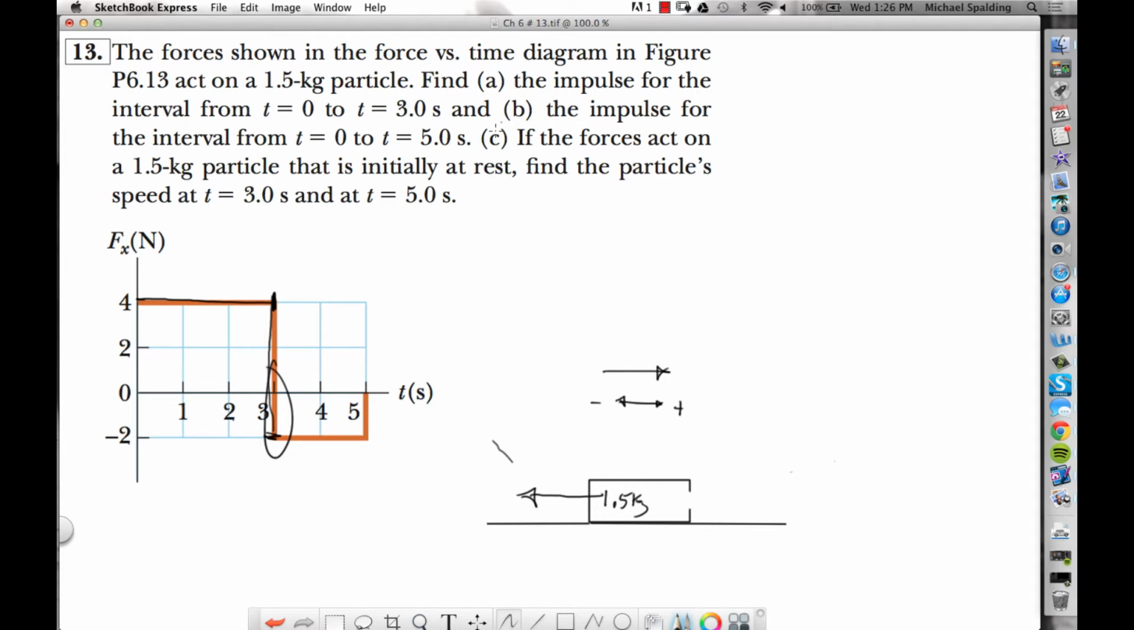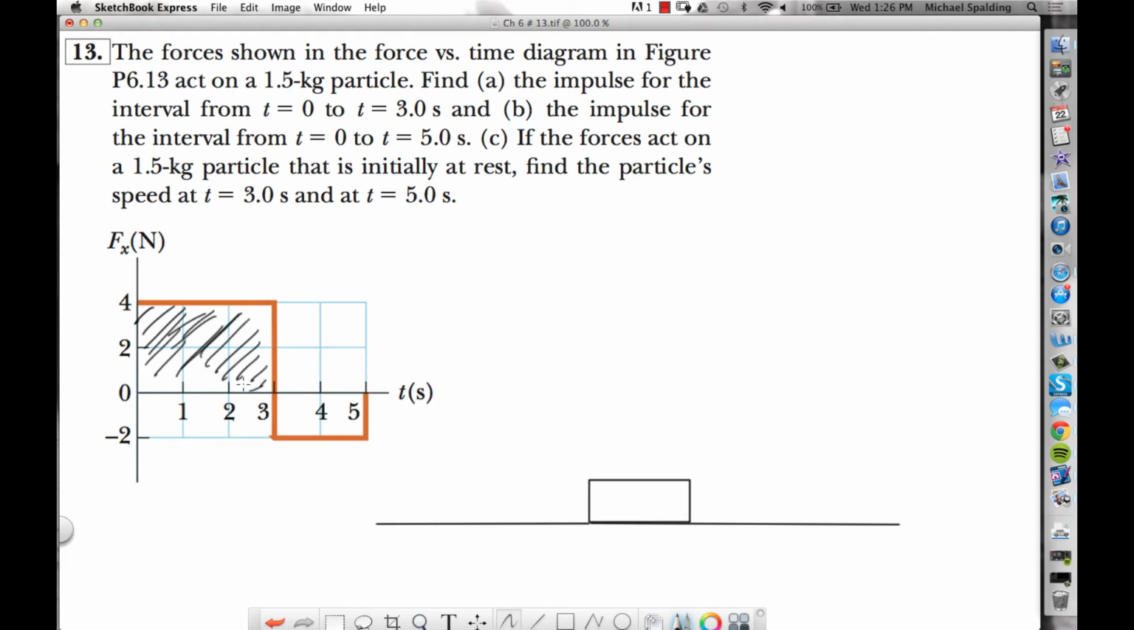Okay, A, find the impulse. Find the impulse for the interval from 0 to 3 seconds. So impulse is change of momentum. On a force time graph, that's the area. So from 0 to 3, what we want to do is calculate this area under the graph.